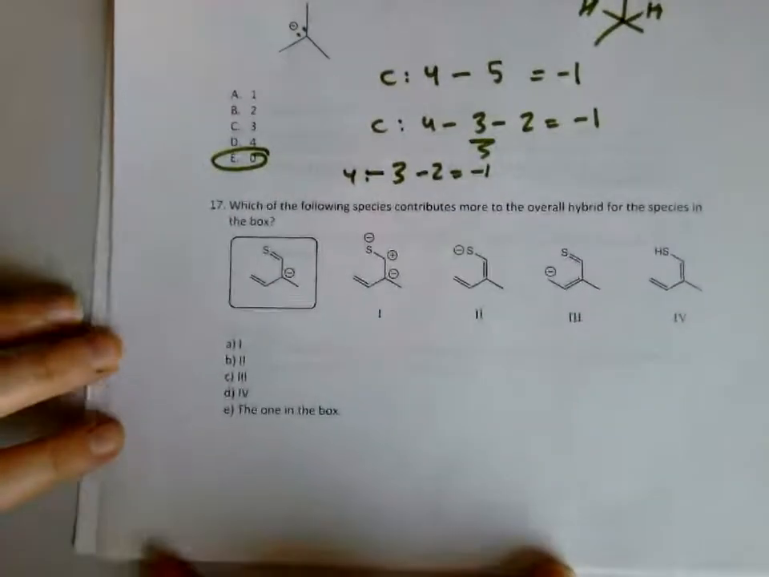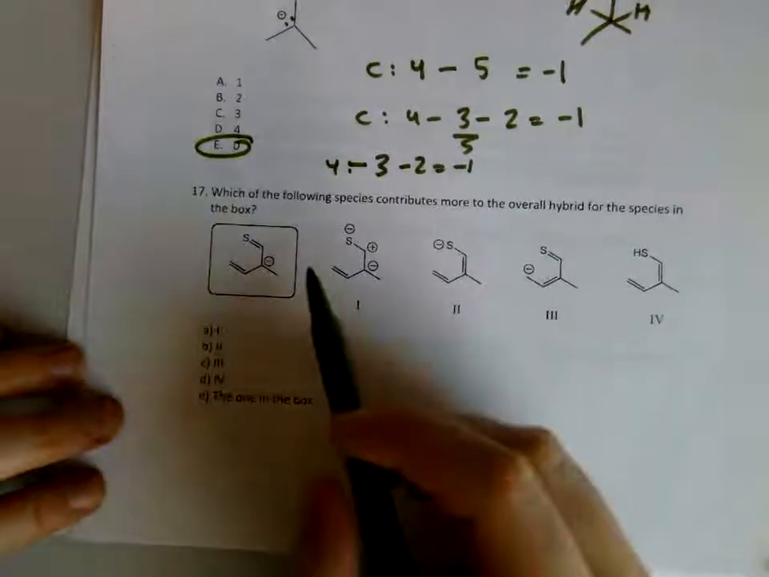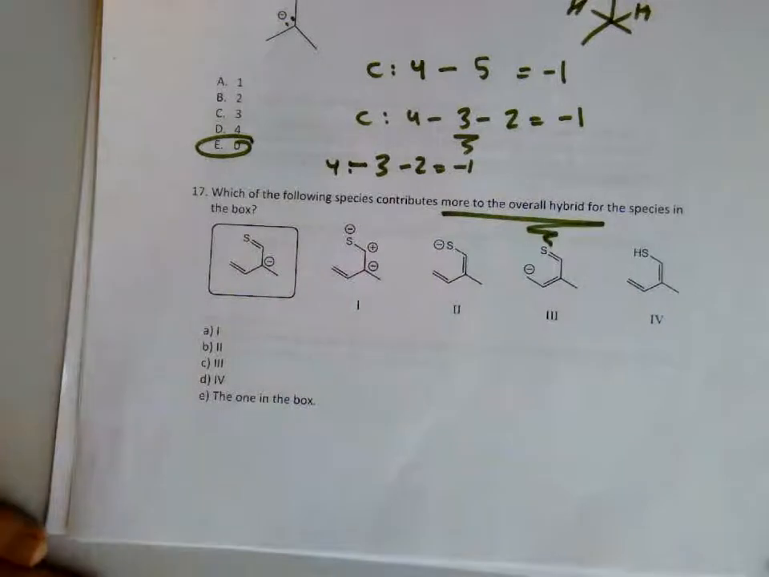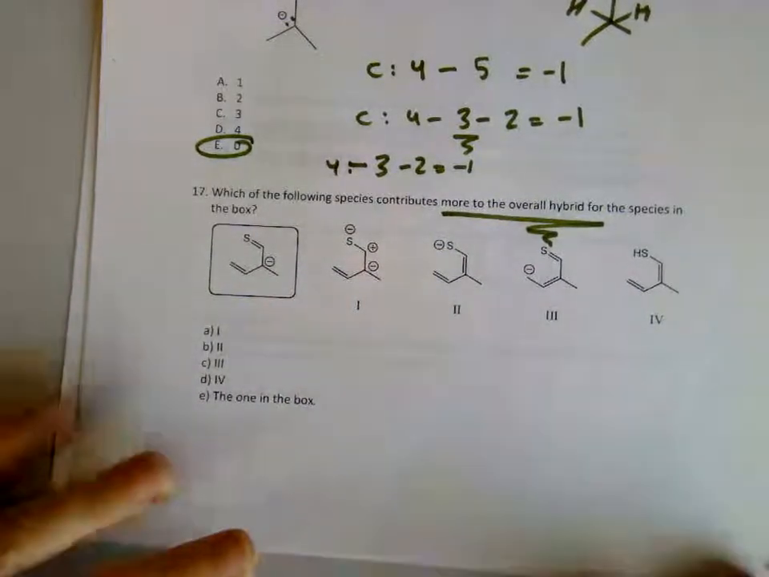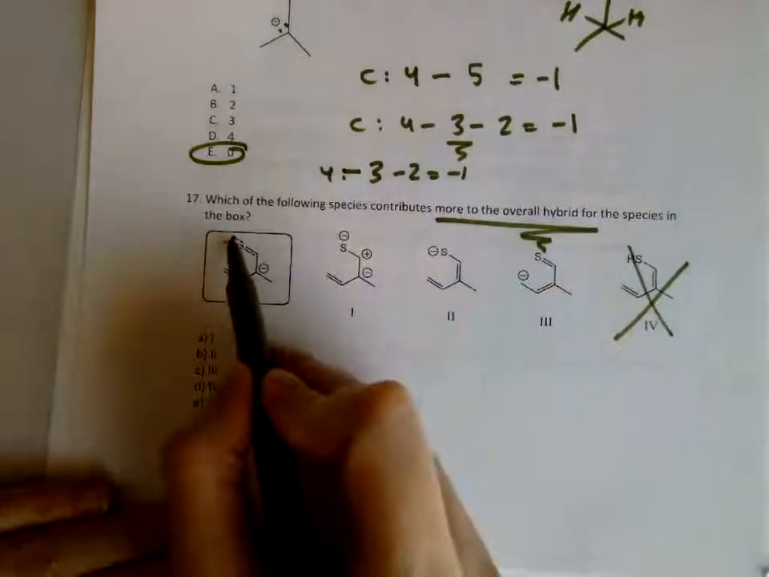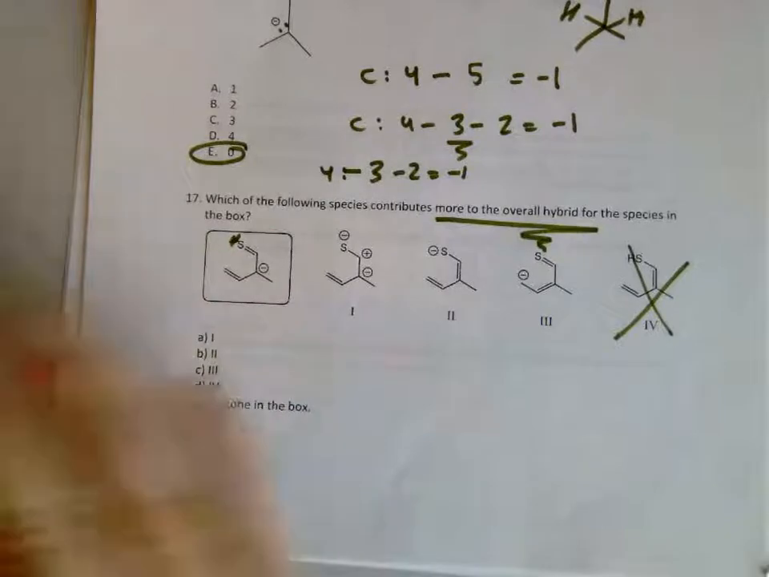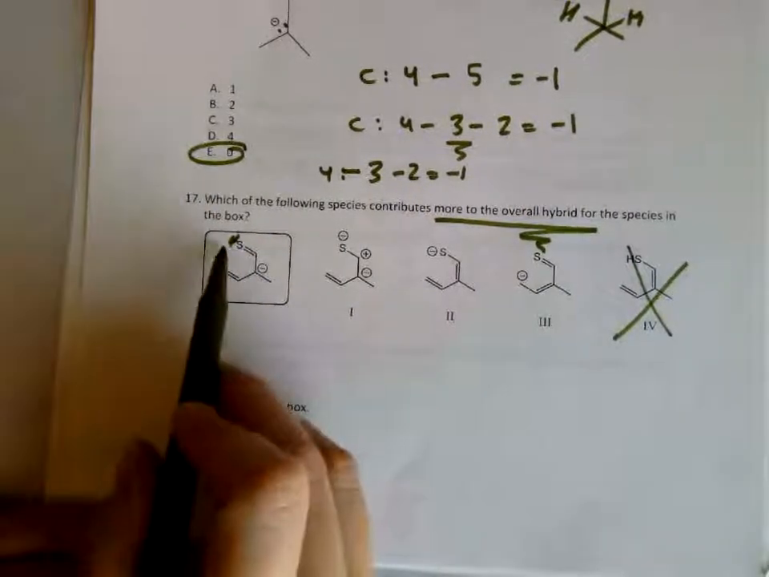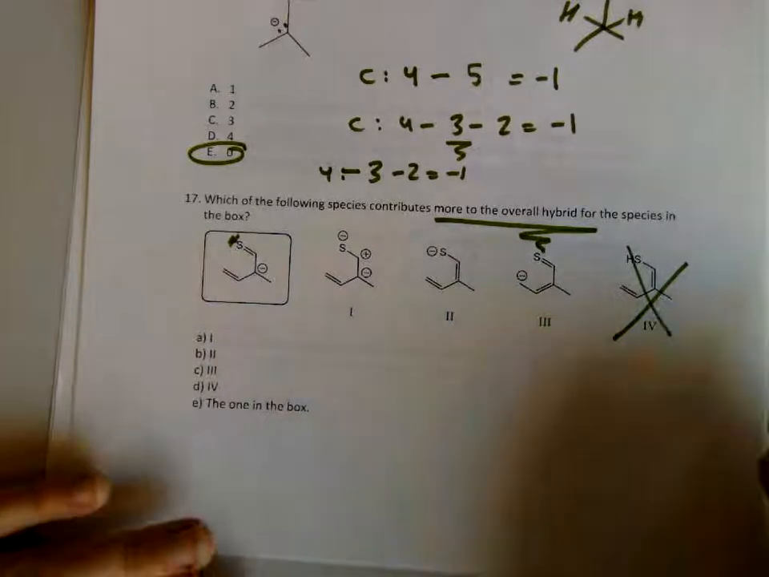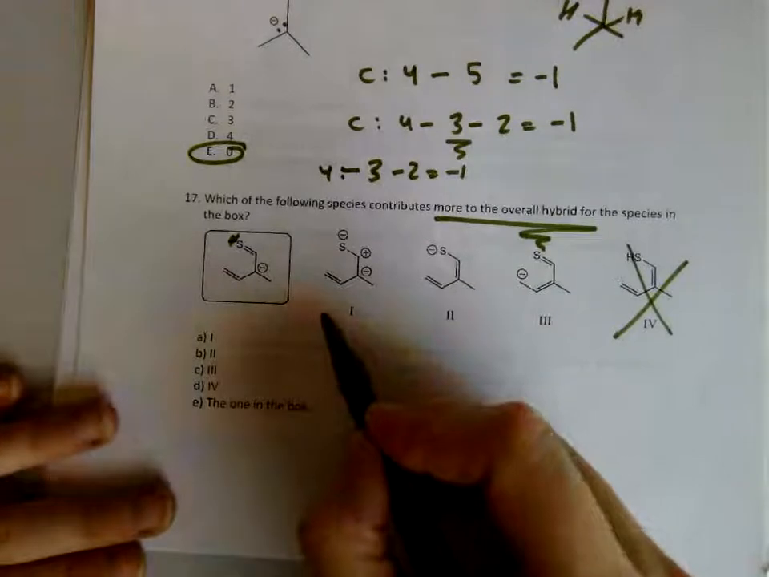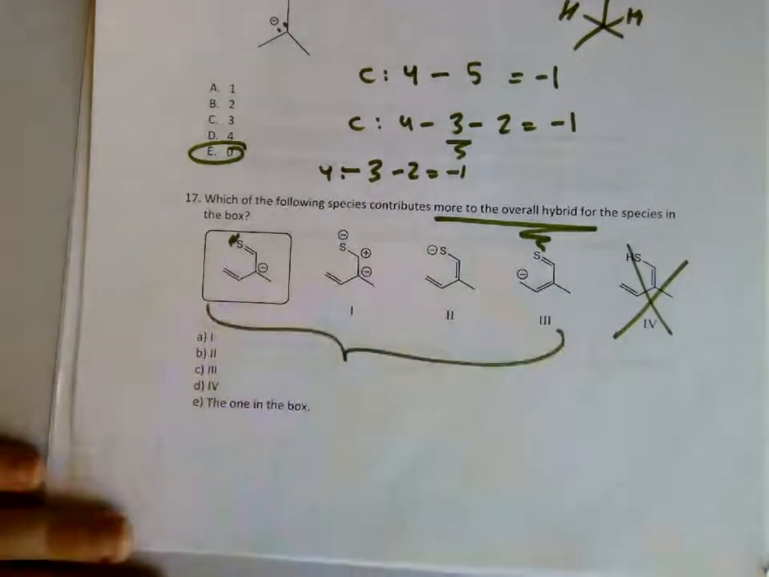Okay, which of the following species contributes more to the overall hybrid for the species in the box? So in this case, one thing I like to do first is get rid of anything that's not a proper resonance structure. And this bad boy has a hydrogen atom moved right there. So we know that is not a proper resonance structure, because there wasn't a hydrogen and now there is. So that's just a different molecule. So no. Now we've minimized it down to just these 3.